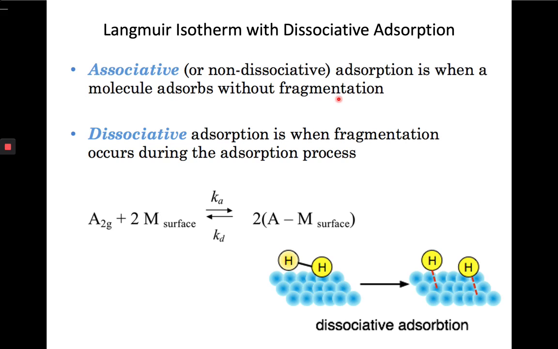Now let's consider the derivation of theta for dissociative adsorption. Dissociative adsorption is when the molecule dissociates into its atoms upon adsorption. That means for each adsorption process, the molecule will occupy two surface sites, as shown in this figure. Here, one hydrogen molecule, once adsorbed on the surface, will dissociate into two hydrogen atoms and occupy two surface sites.